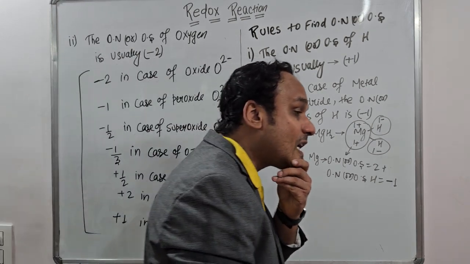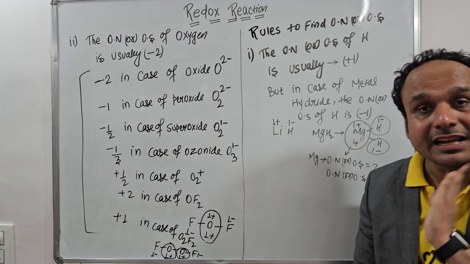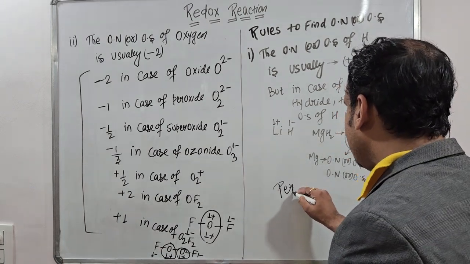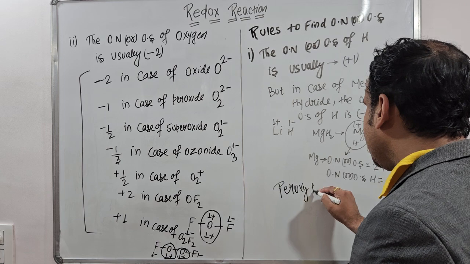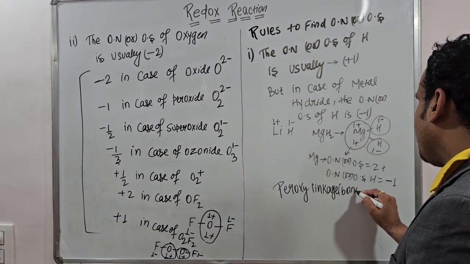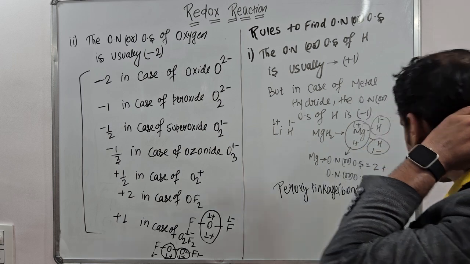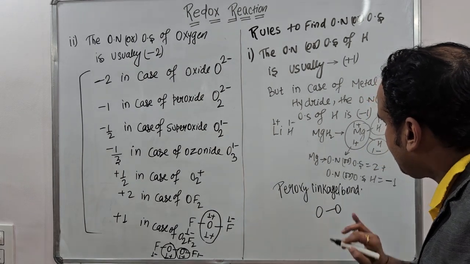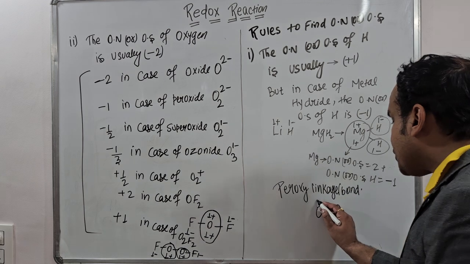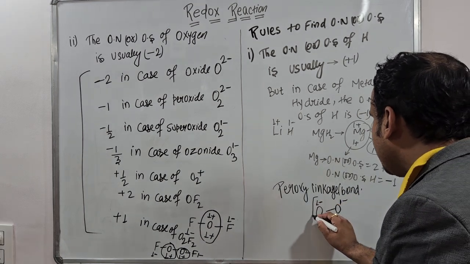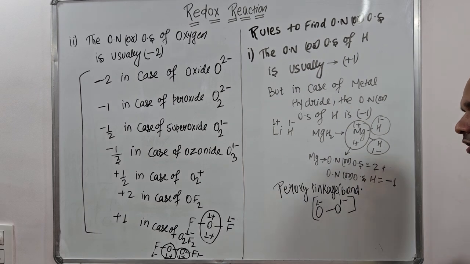Now before going to the next point, we will have to know about peroxy linkage. What do you mean by peroxy linkage or peroxy bond? Suppose an oxygen-oxygen bond is there, and with this oxygen there is -1 charge, and with this oxygen there is -1 charge. This condition is known as peroxy linkage.